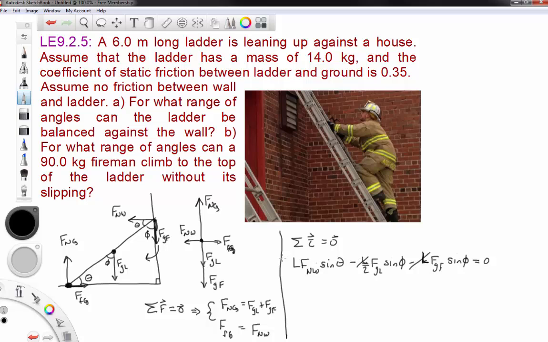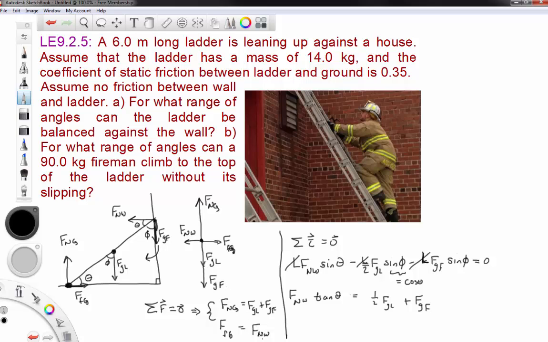So if we cancel our like terms out, get rid of some L's, and again recall that sine of phi is the same thing as cosine of theta. So we're going to divide everything by cosine of theta, and what we end up with is that normal and wall times the tangent of theta should be equal to the 1/2 of the weight of the ladder plus the full weight of the firefighter. All right, so that's a slight modification.